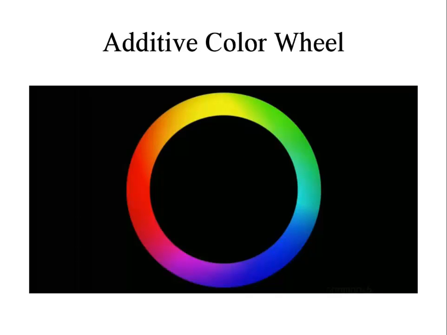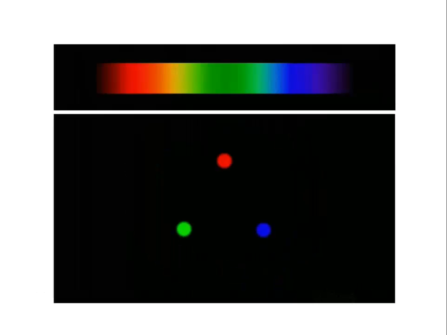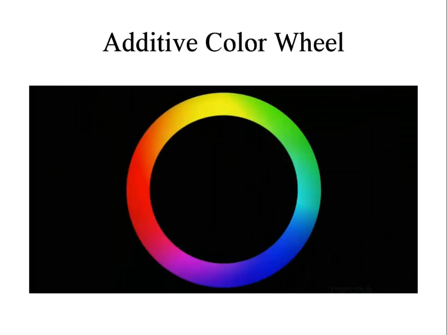Now, how to get our primaries? Well, let's look at our color spectrum. What are the most dominant colors of our color spectrum? Well, you have our blues, our greens, and our reds, right? So those are the true primaries. You have the red, the blue, and the green. And this makes up our color wheel, our additive color wheel.